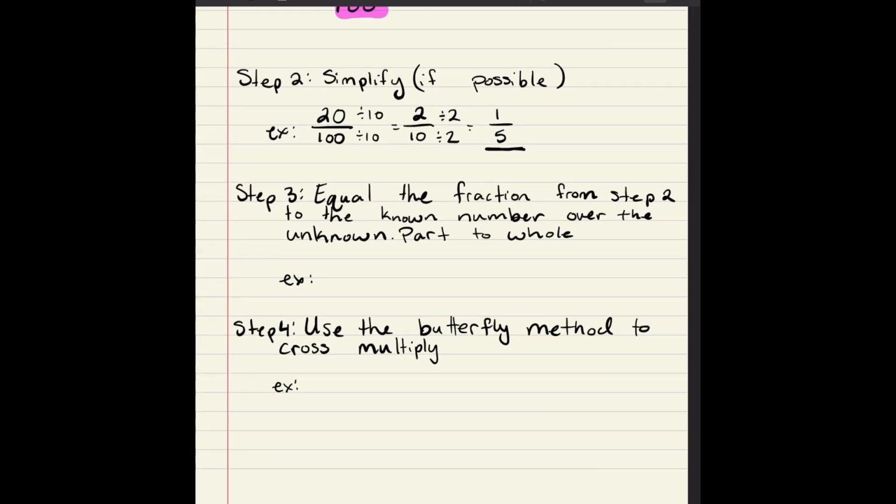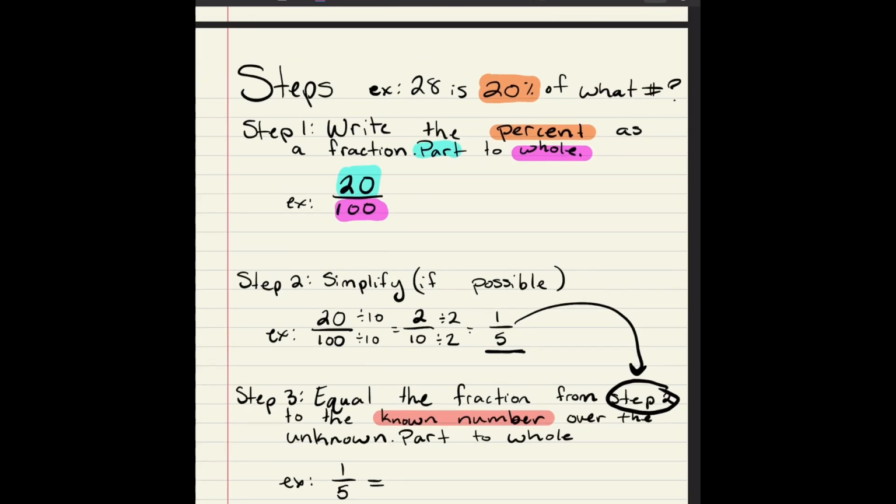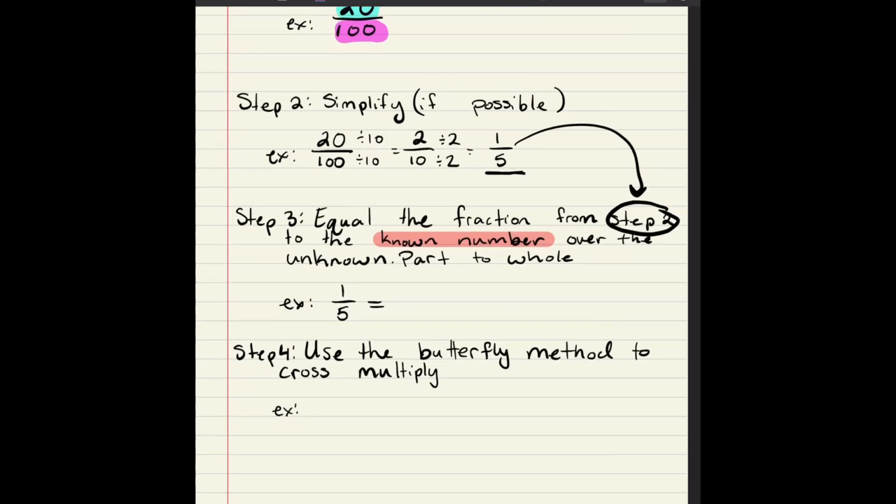Now I need to set the fraction from step 2 equal to the known number. So our fraction from step 2 is 1/5. I need to set that equal to the known number, which is 28.